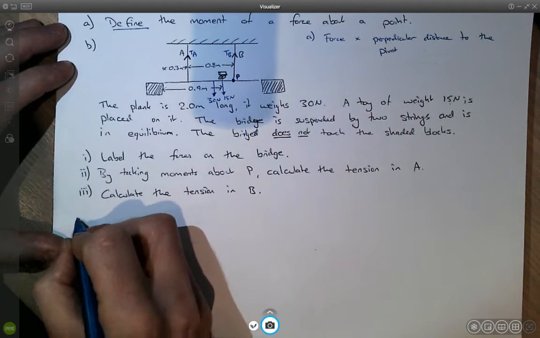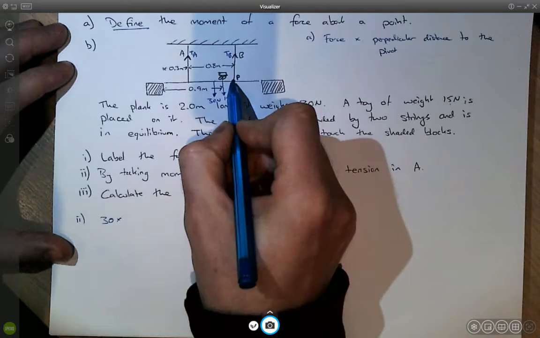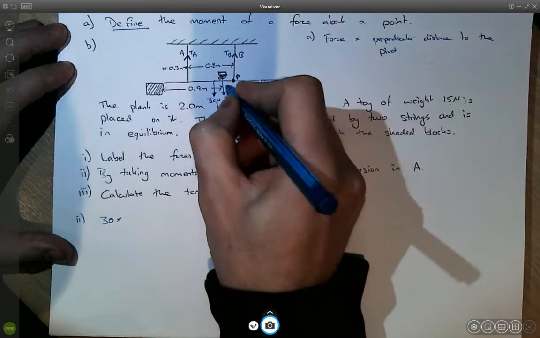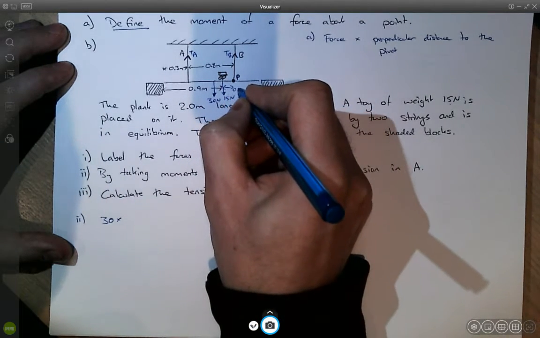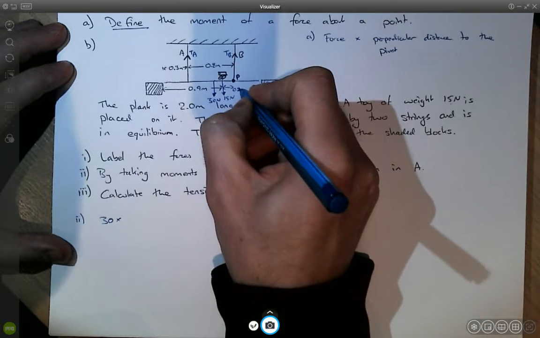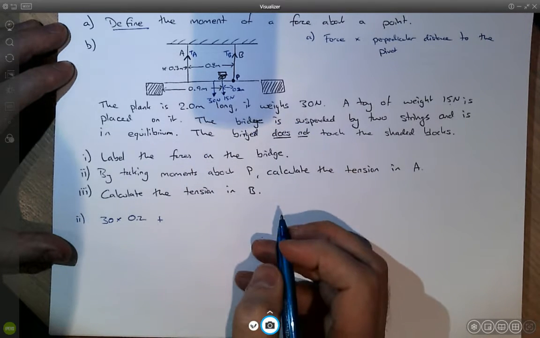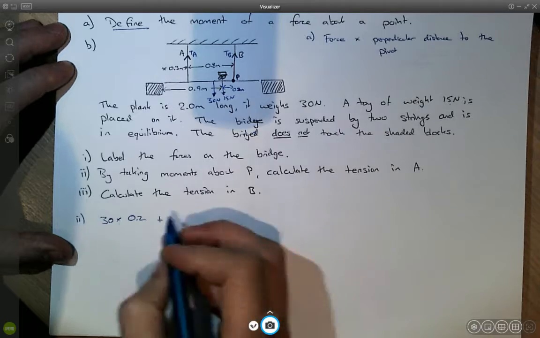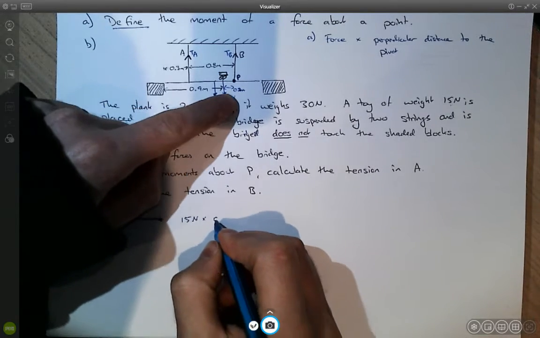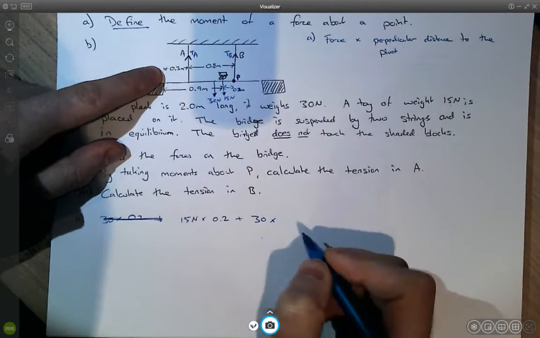So now we can start to write down our expression. So the 30 newtons times by this distance here, which is going to be, well, we've got this is 1.2, this is 0.9. So this distance here must be 0.3 meters. Sorry, that's not right. 0.2 meters. That's 1.1. So times by 0.2 plus this 15. Sorry, I've got this completely wrong. Right, let's start again. We've got the 15 newtons times by 0.2, because this is 0.9, this is 1.1. Plus the 30 newtons times by this distance here.